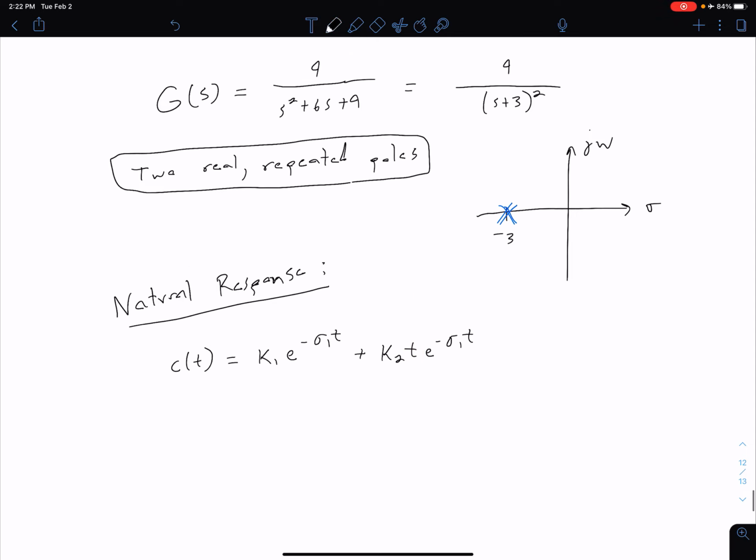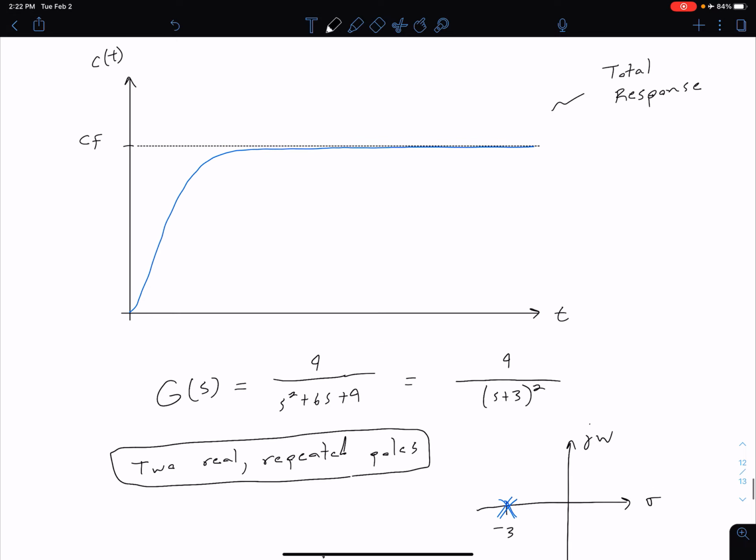So those are all of our response types. What we're going to do in later videos is come up with a better way to generalize our second order systems so that we can easily discuss certain parameters and know what response type we have and more easily find characteristics of our response.